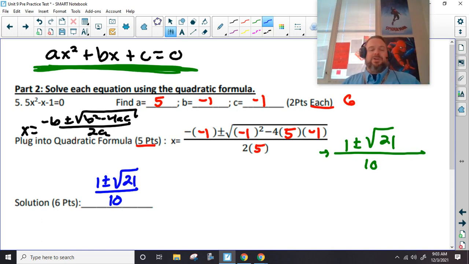Now, remember, I'm trying to set these up so they'll look like this. They'll have that little square root symbol. Because if it ends up being a perfect square, that meant we could have factored it.